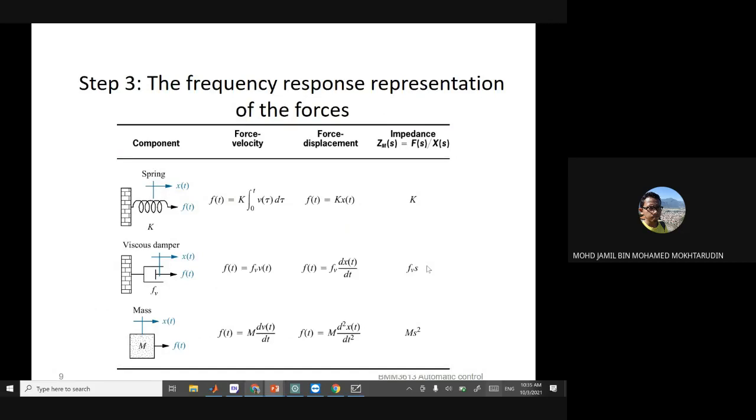This is how you convert the forces from spring, damper, and inertia. For a spring, if you have a spring constant K, then the force will be K times position X. If you have a damper, Fv, then the force will be Fv times the differentiation of X, or Fv times X dot. The damper is the same as friction. If you have friction, you multiply the friction coefficient with X dot, the velocity of the position. Then if you have mass M, the force will be M times X double dot.